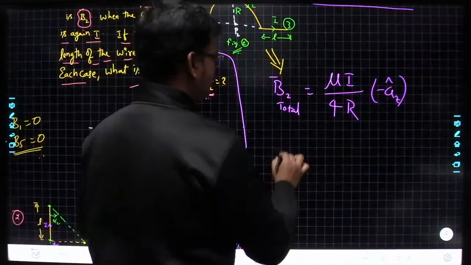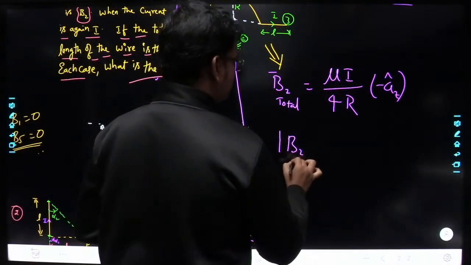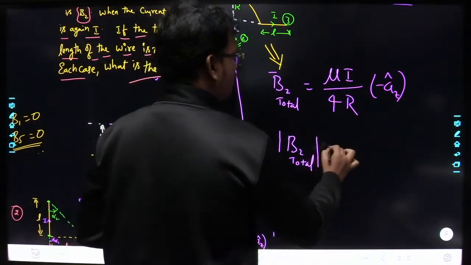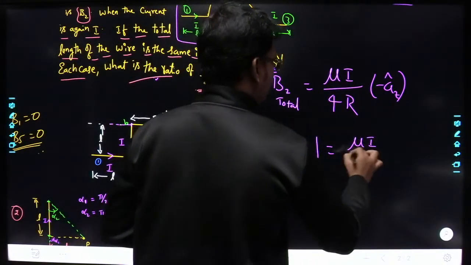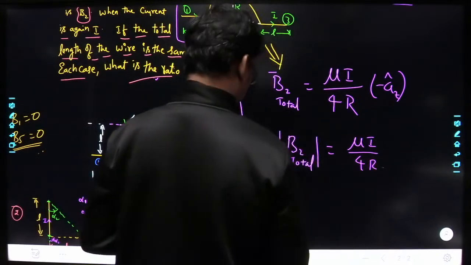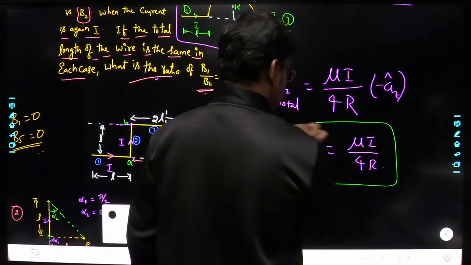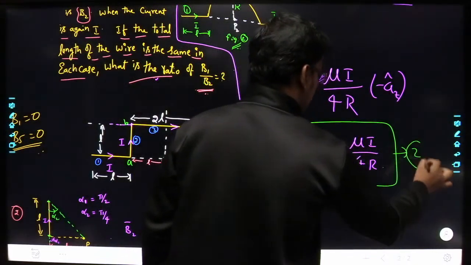So what is the magnitude of the total B field at point P2? At point P2, what you are going to get is mu I by 4R. Let us consider this as equation 2.